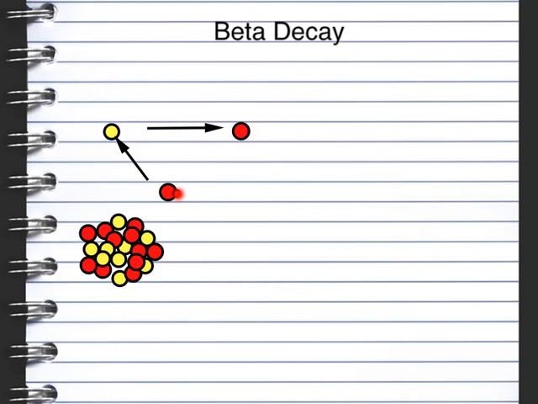So what happens to this electron here? Now this electron here comes flying out because of the massive positive charge in the nucleus and leaves the nucleus. So we have here a high energy electron.